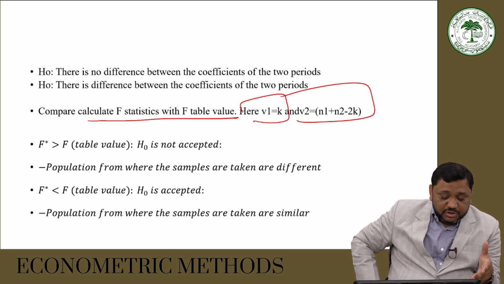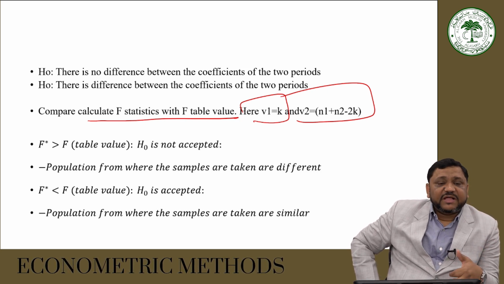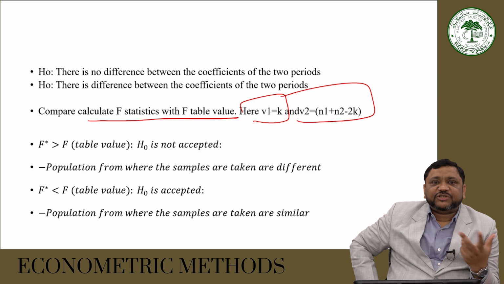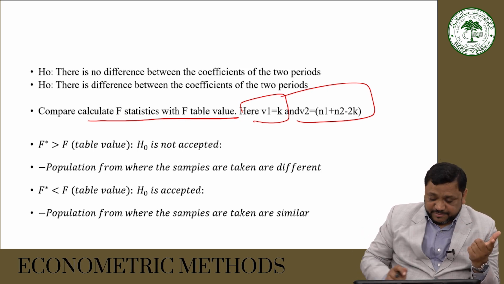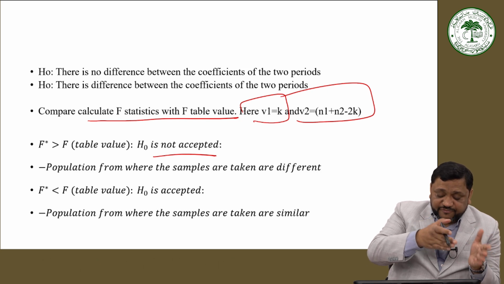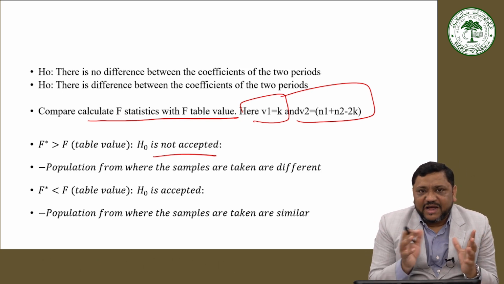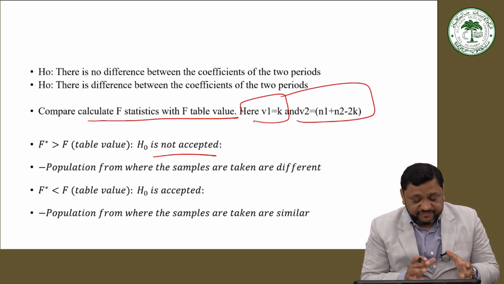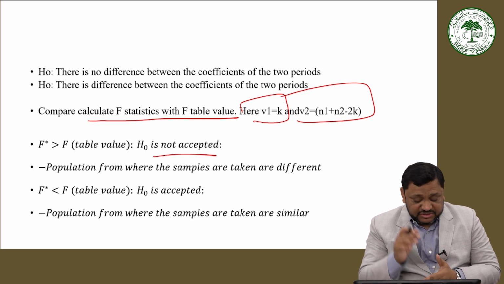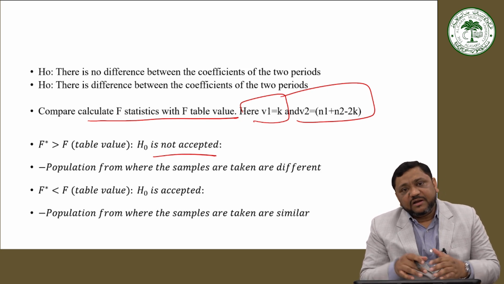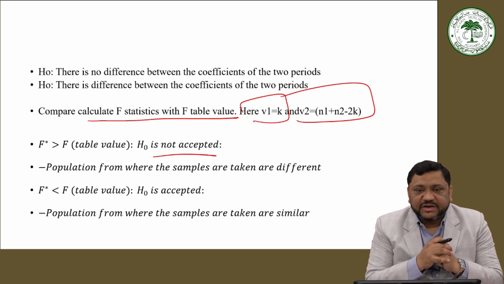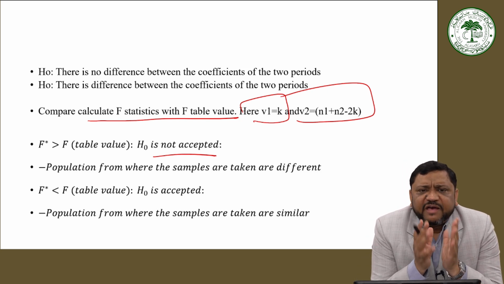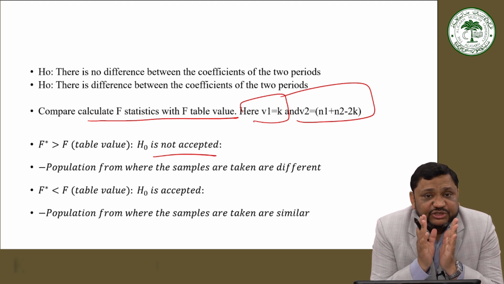And what is the basic rule? If F statistics is greater than F table value, H naught is not accepted, which means the populations from where the samples are taken are different. And if your F calculated value is less than F table value, then H naught is accepted, meaning thereby the populations from where the samples are taken are similar. So if F calculated value is greater than the table value, H naught is rejected.